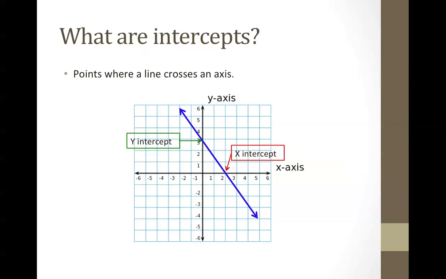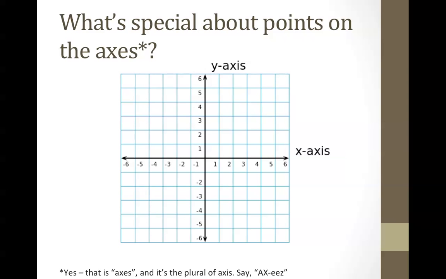Now we need to know what's special about points that lie along these axes. And yes, that is the word axes, it's the plural of axis. So first, let's look at the x-axis, and let's examine some points along the x-axis. Here's one. It has the coordinate 1, 0. Next is 2, 0, and then 3, 0, and then 4, 0, and then 5, 0. We notice that for all of the points on the x-axis, the x-coordinate has some number in it, and the y-coordinate is always 0. In general, a point on the x-axis will have the form x, 0.